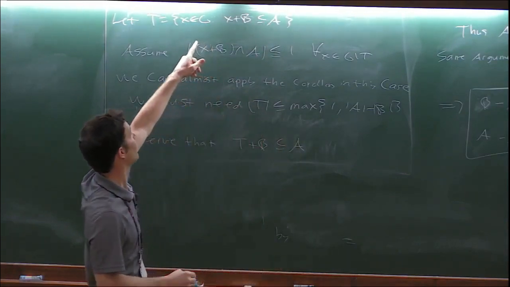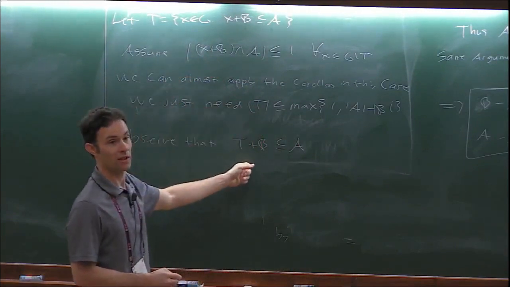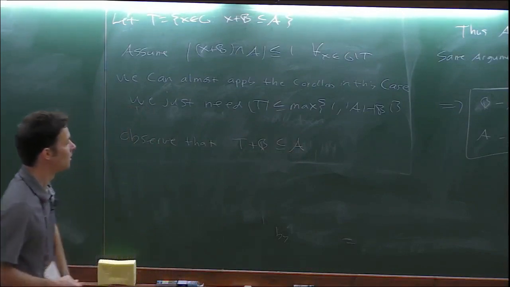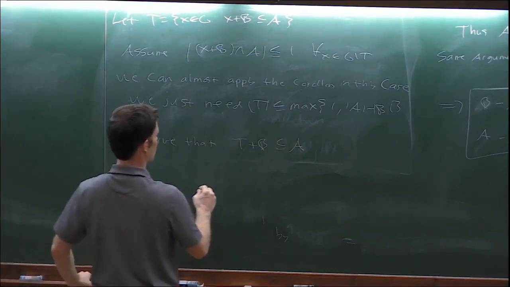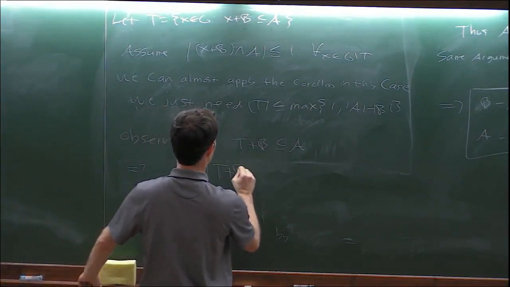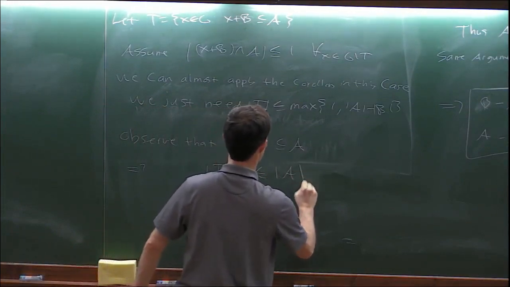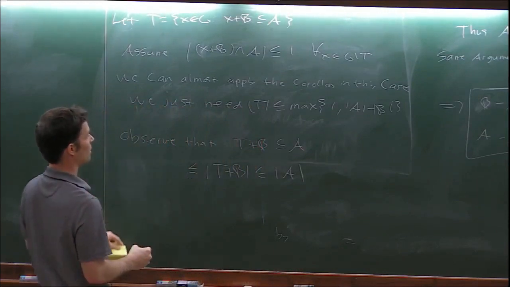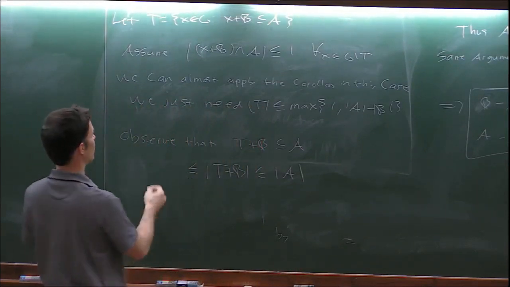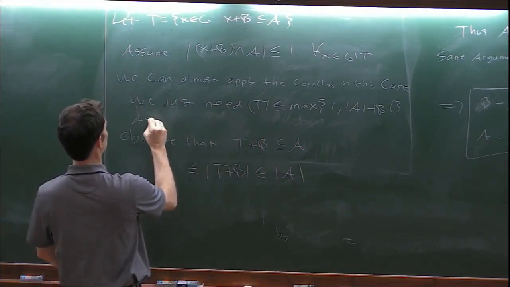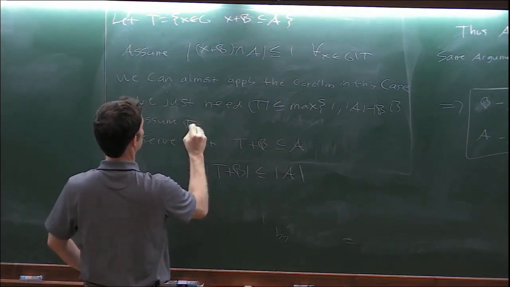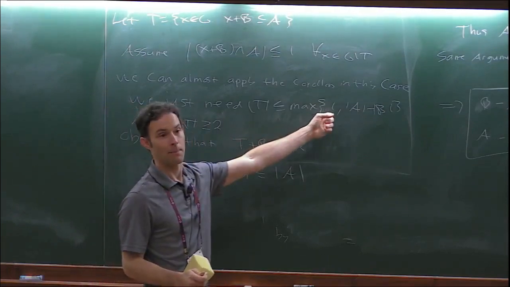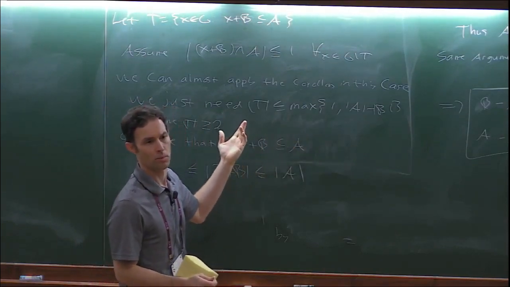Because this holds for every x inside T. It's just the definition of the sum. So we take anything in T, we add it to B, we live inside A. All right, so that means the cardinality of T plus B is at most the cardinality of A. And we can assume T is at least 1, otherwise we're done. Because if it was at most 1, then we'd be happy. So let's assume that it's at least 2. It's supposed to be too big.